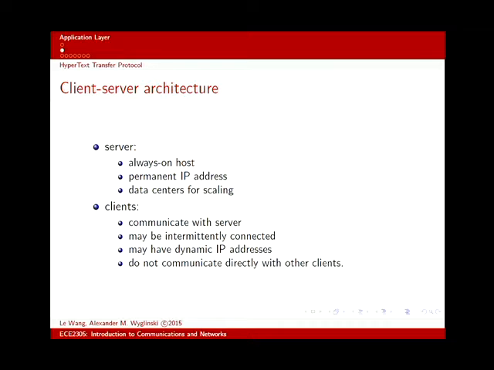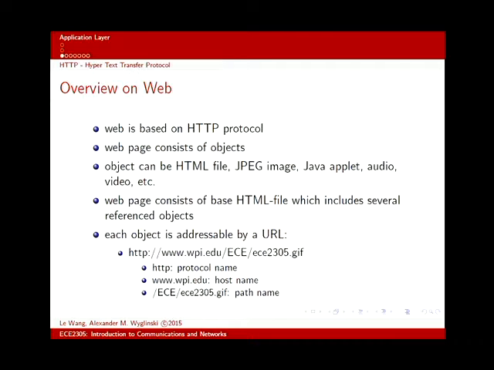The client communicates with the server, might be intermittently connected, there might be a dynamic IP address. Usually you want something static, right? Because imagine if your server has a changing IP address and you can't track it, or there's no way of your client accessing it, it's kind of silly, right? And then finally, what you want is something that can give content out, and there's a certain protocol associated with it. So this is based on the HTTP protocol, and the web page consists of objects and could be a variety of things.